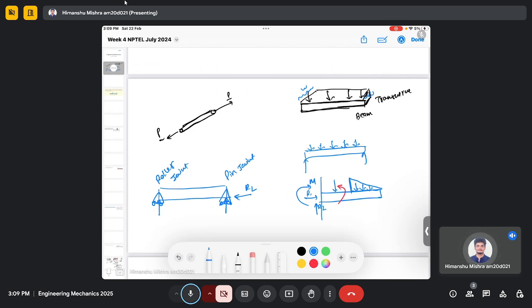Then there is the overhung beam. This is a type of beam which extends beyond the support system, and you can see this part of the beam is clearly hanging. It's not supported by anything except this roller joint at the end, and there could be a distribution of forces across this beam also. It could be any distribution of forces, or it could be point forces.